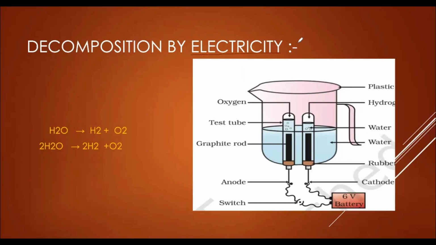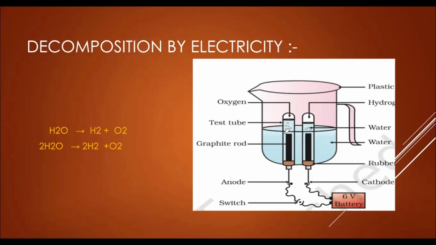Decomposition by electricity is also known as electrolysis of water. When electric current is passed through water, it decomposes into hydrogen and oxygen gas. Here is the apparatus setup for electrolysis of water. Two graphite rods are connected to the battery. The rod that is connected to the positive terminal of the battery is known as anode, and the electrode that is connected to the negative terminal of the battery is known as cathode.